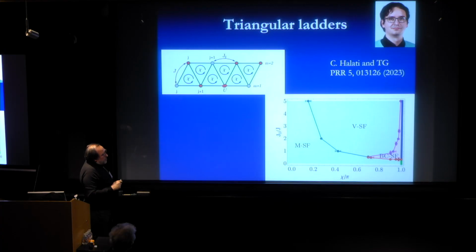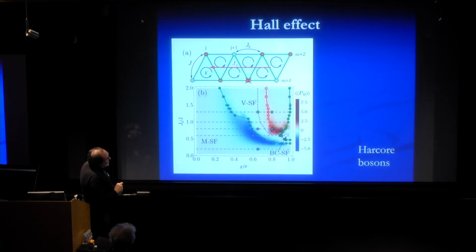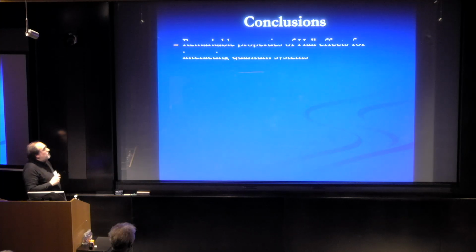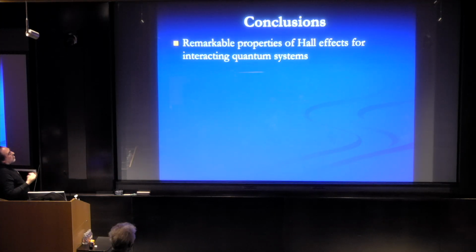Let me superimpose on this phase diagram the Hall effect. And you see that also there, the Hall effect has singularities that track very well the quantum phase transition, for example, when you go from the Meissner to the vortex phase. So this is an efficient probe to tell you where your quantum phase transition will take place in the system, and the same thing for other boundaries that I don't want to discuss here. Okay, my time is up. So I think there are remarkable properties of the Hall effect for interacting quantum systems.